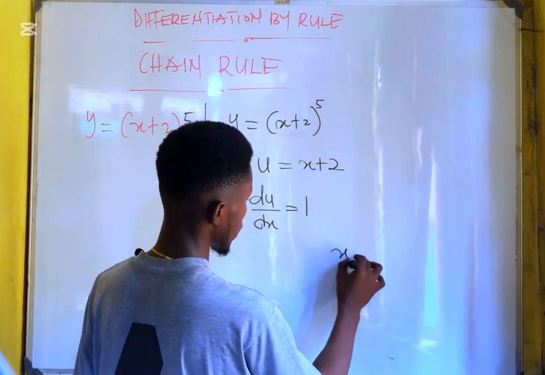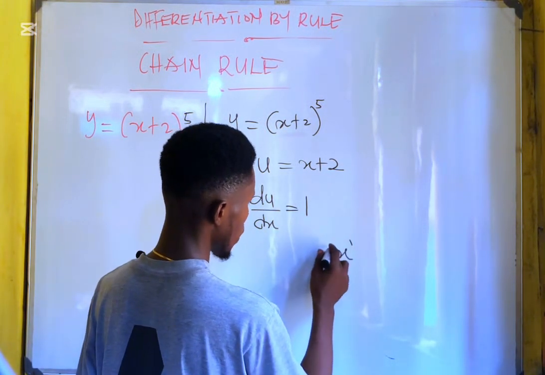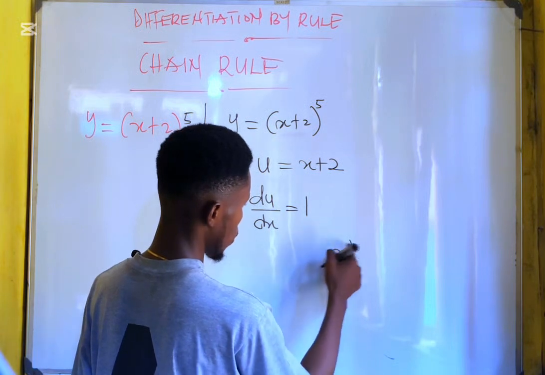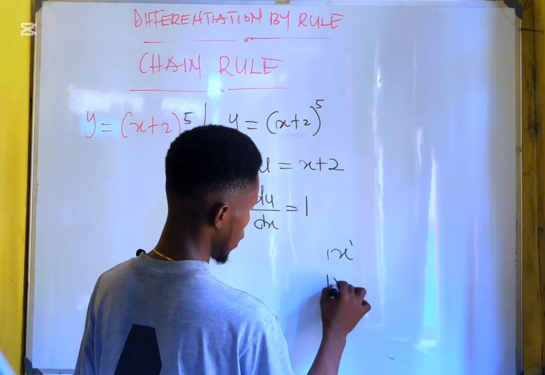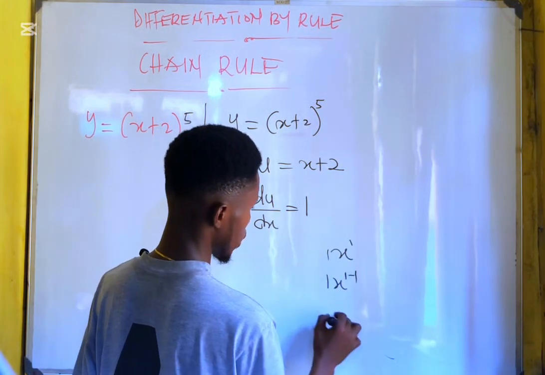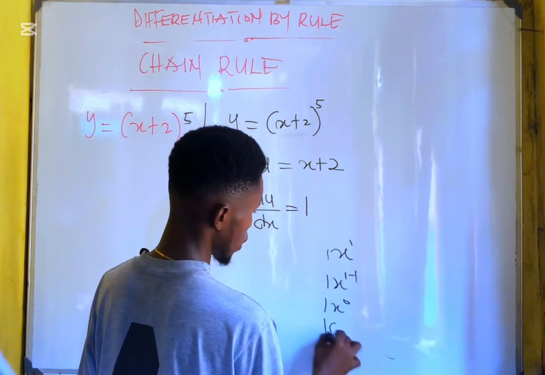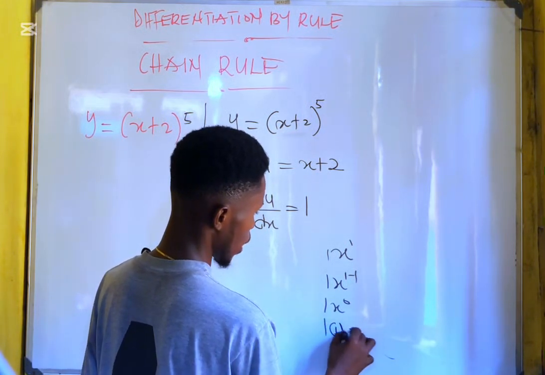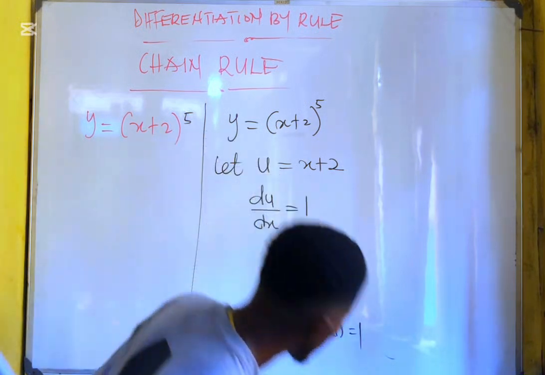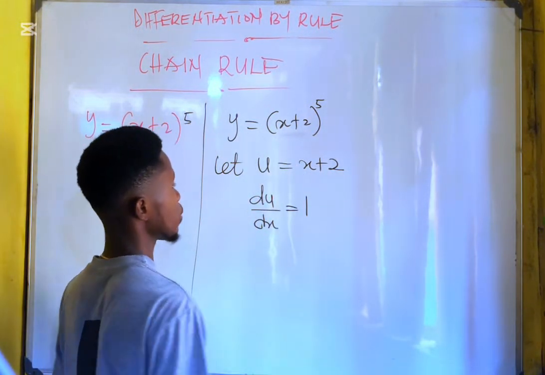If you don't know, x is power 1. So I will multiply this 1 here by 1. 1 times 1 is 1x. Then I'll subtract 1 from this. So that will be 1 times x to the power 0. 1 times x to the power 0 is 1. So that is 1. So when you differentiate this, you get 1.